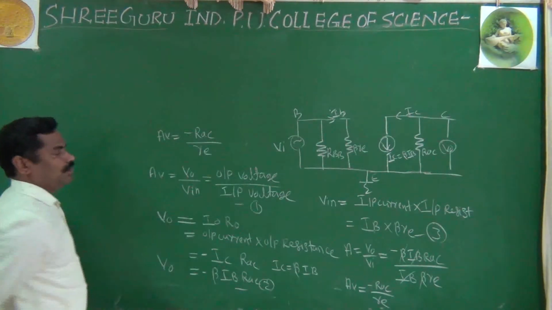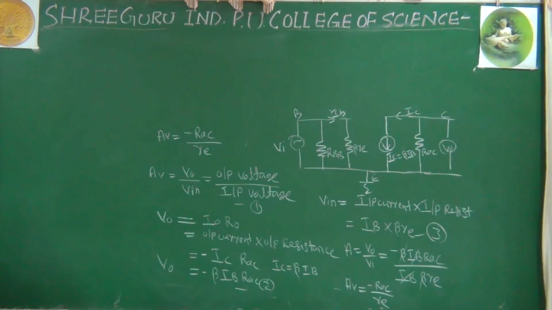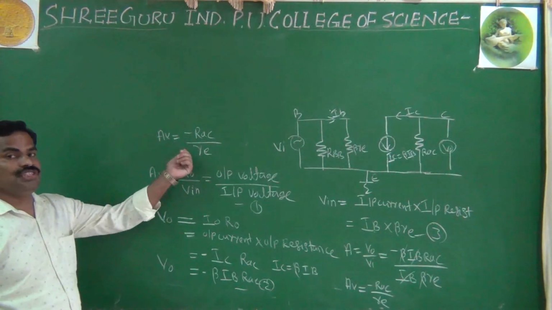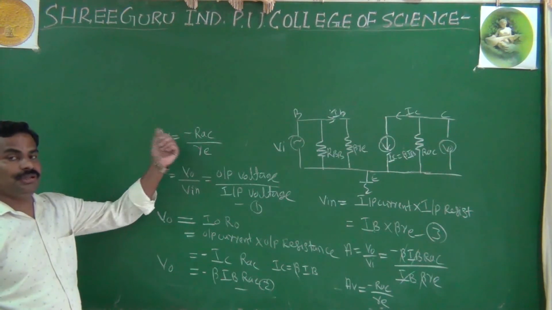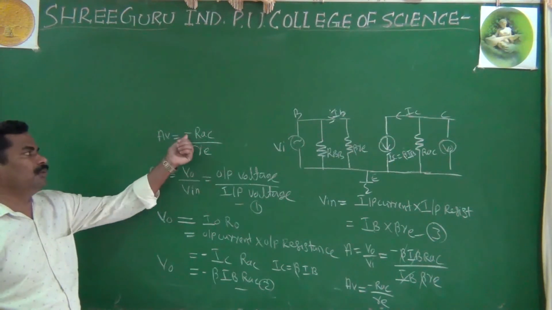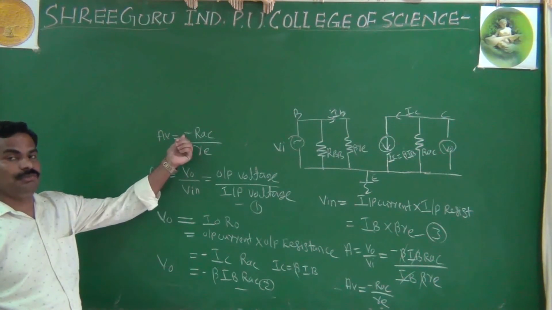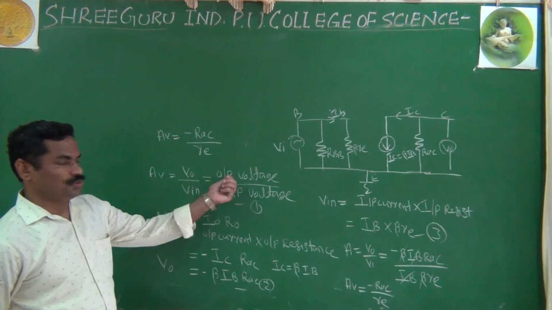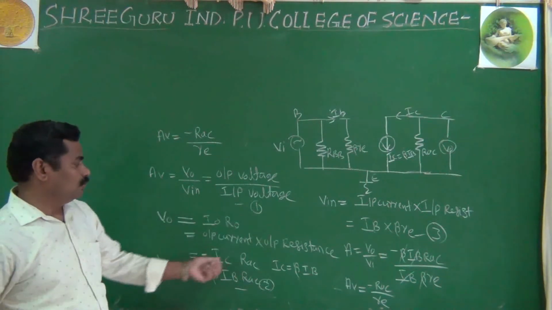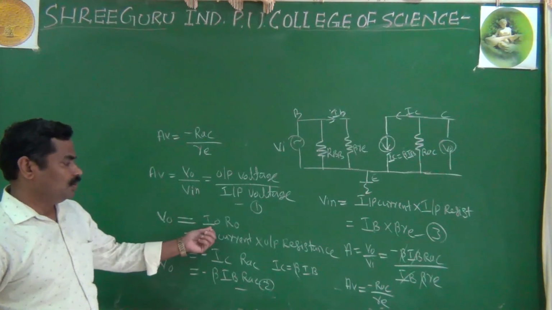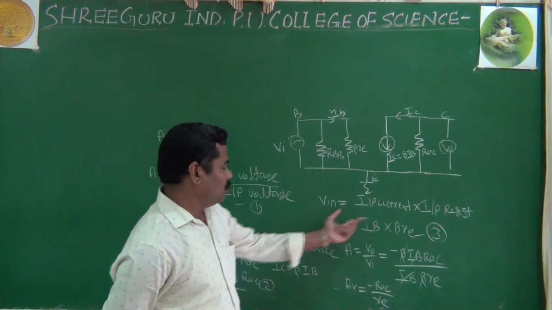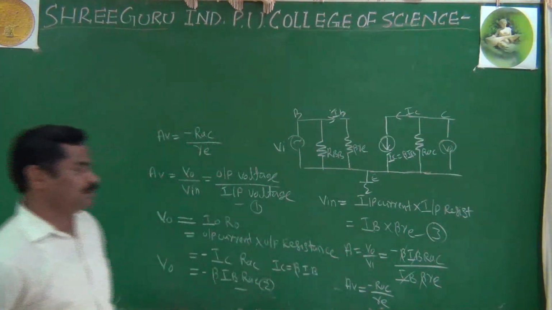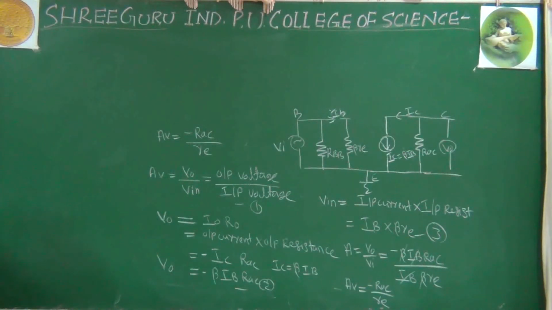What does the minus sign indicate? As we know, in a CE amplifier, the input and output are out of phase. The minus sign indicates the phase reversal between input and output. This is about the voltage gain. Very simple: voltage gain is nothing but output voltage to the input voltage, and you can simplify this.